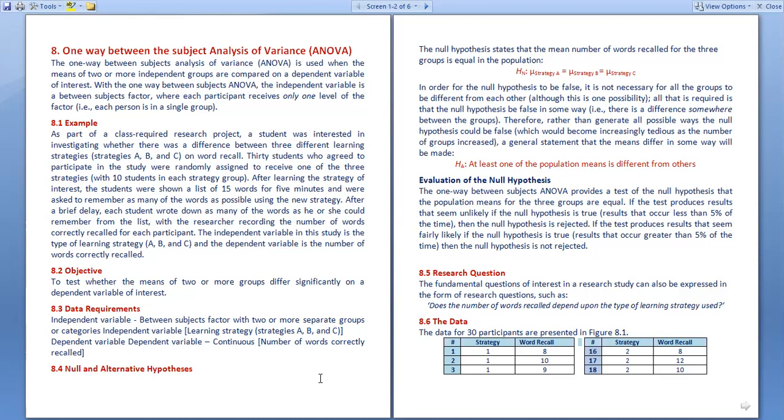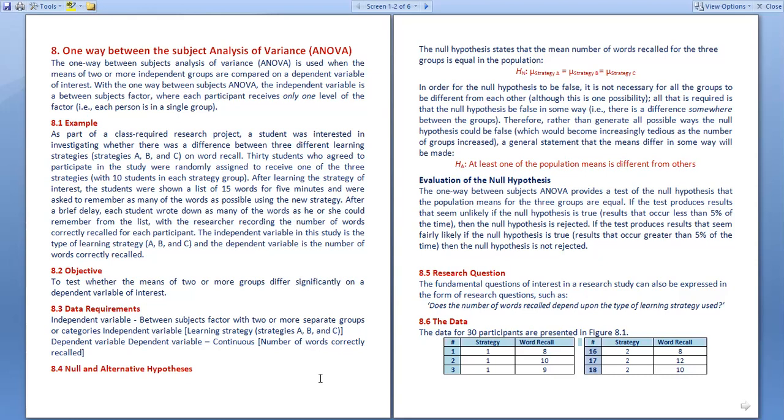After learning the strategy of interest, the students were shown a list of 15 words for 5 minutes and were asked to remember as many of the words as possible using the new strategy. After a brief delay, each student wrote down as many of the words as he or she could remember from the list, with the researcher recording the number of words correctly recalled for each participant. The independent variable in this study is the type of learning strategy, that is A, B, and C, and the dependent variable is the number of words correctly recalled.